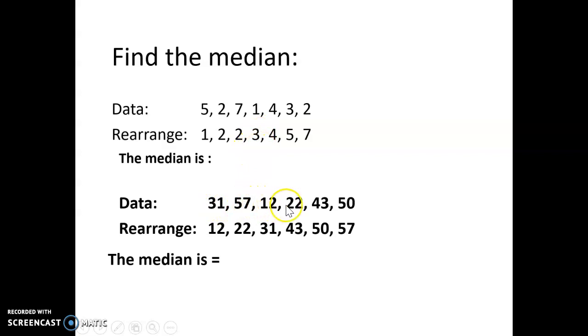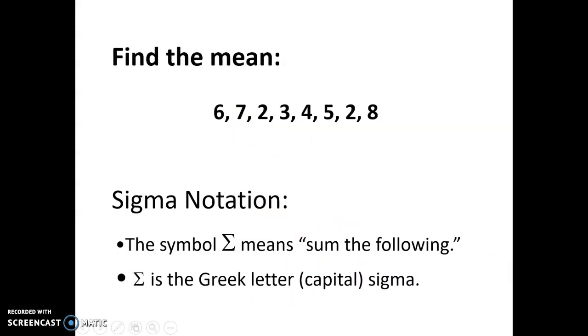Down here, 1, 2, 3, 4, 5, 6. There's 6 numbers. Put them in order. There isn't a middle number. So what's halfway between 31 and 43? You need to add those up and divide by 2, and it becomes 37. So that's the median of this data set. So you can see an odd set and an even set, what you have to do to find each.